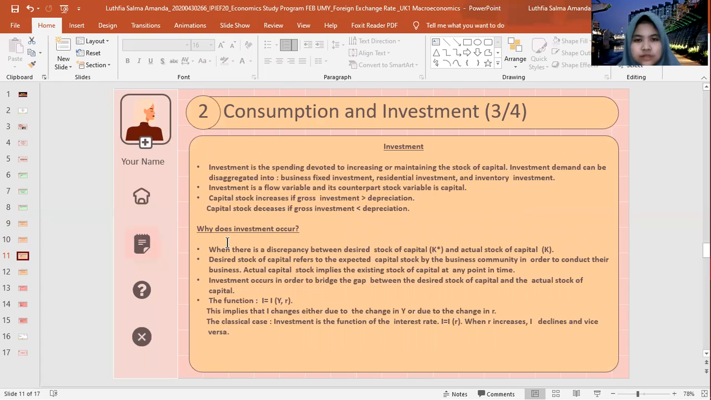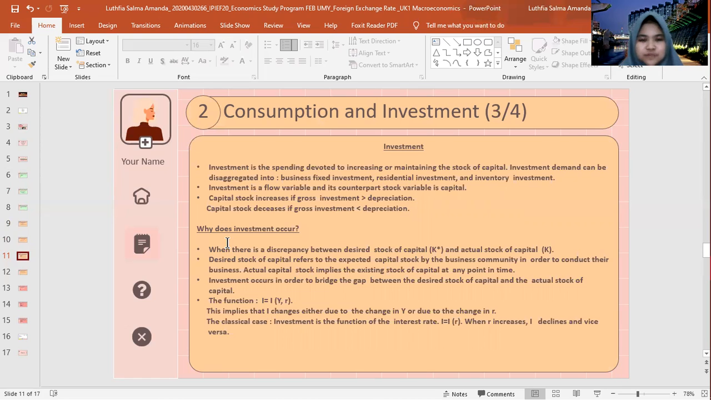Basically, young consumers typically borrow, and older consumers save. And this is about investment. Investment is the spending devoted to increasing or maintaining the stock of capital. Investment demand can be disaggregated into business investment, residential investment, and inventory investment. Capital stock increases if gross investment is greater than depreciation, and capital stock decreases if gross investment is less than depreciation.